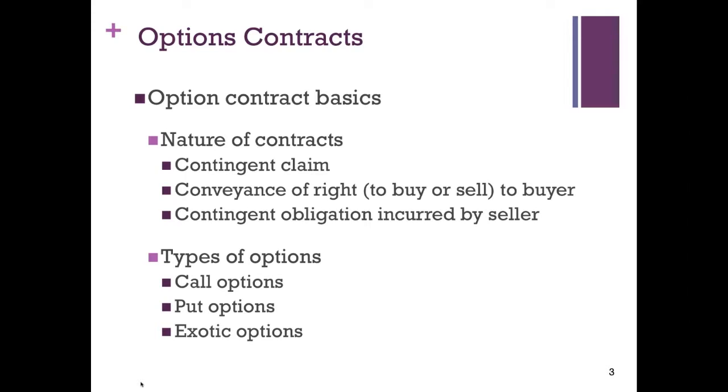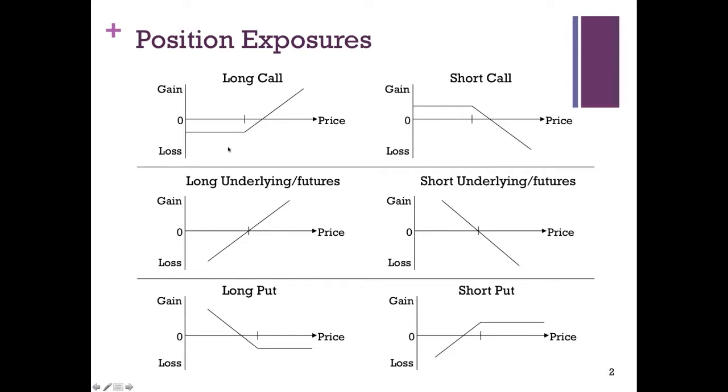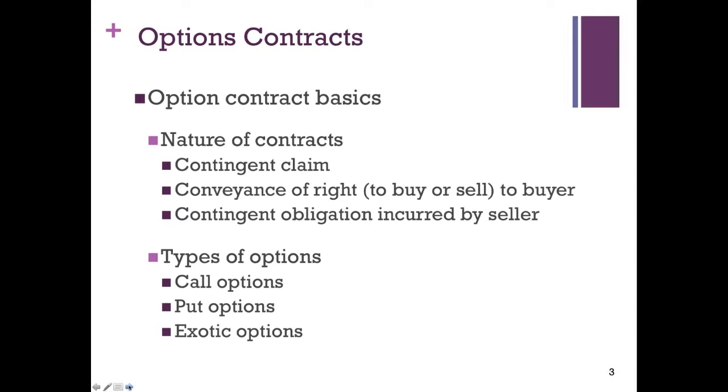And naturally, the writer has an obligation, but note they will only have to live up to that obligation should the owner of the contract decide to exercise their rights. And indeed, that's what leads to the asymmetric gain-loss profiles we were looking at on the previous slide. In fact, just to backtrack for a moment, where the option is out of the money, the owner is not going to exercise it. They'd only exercise it if the option is in the money. And therein lies the contingency referenced by the name contingent claim.